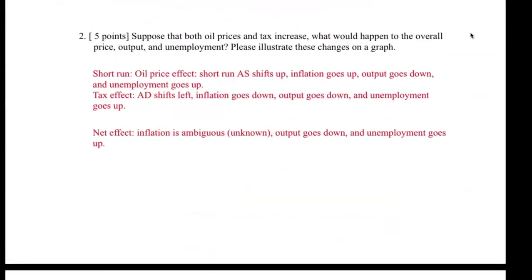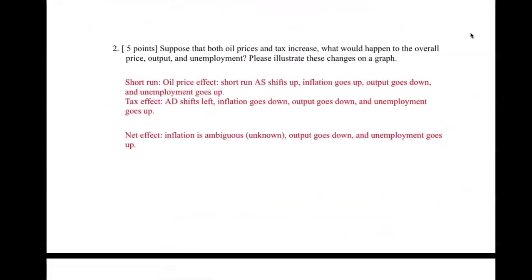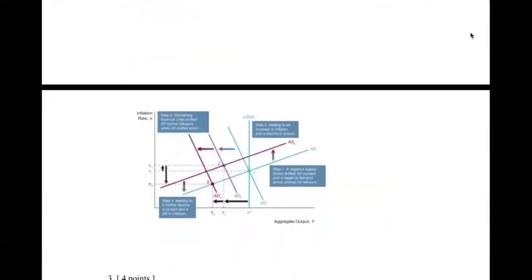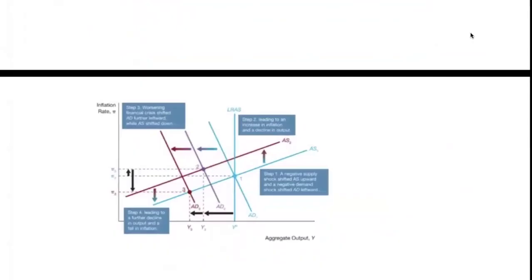Okay, for question 2, suppose both oil price and tax increase, what would happen to the overall price, output and unemployment rate? So for this question, there are some marks, some notes. First of all, please state your answers, because some students just draw the figures like that and describe nothing. That is not good. Okay.